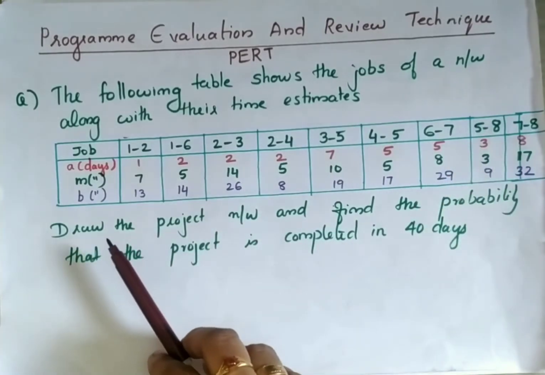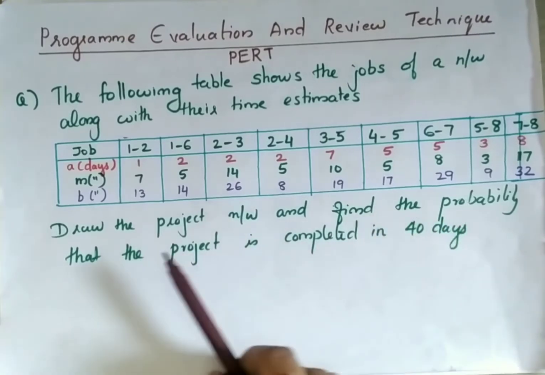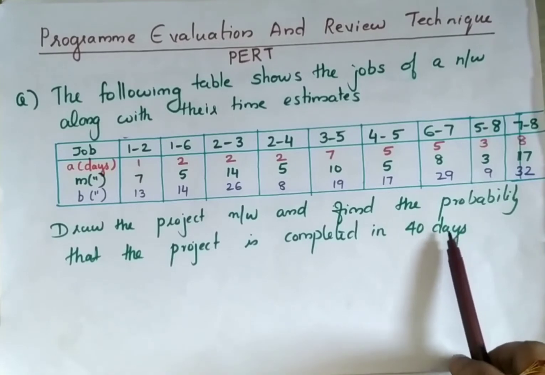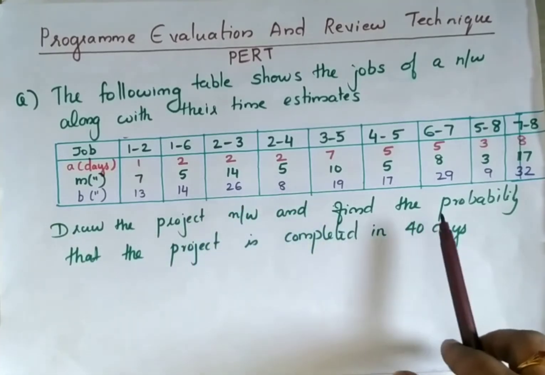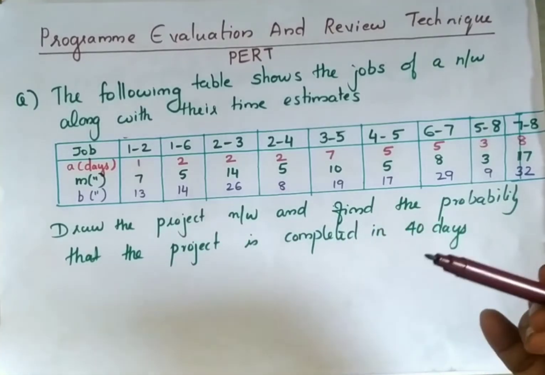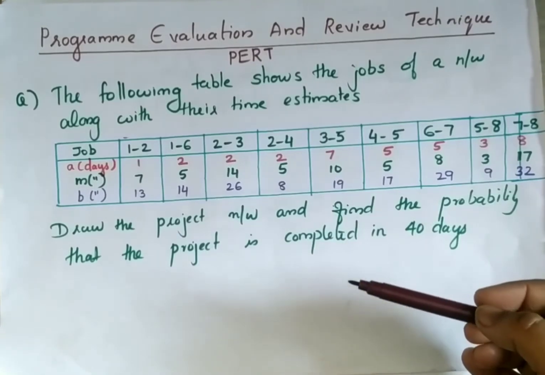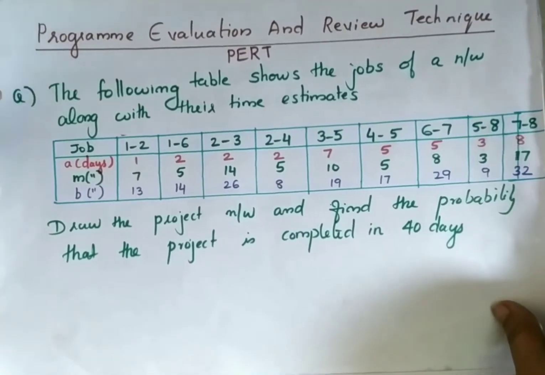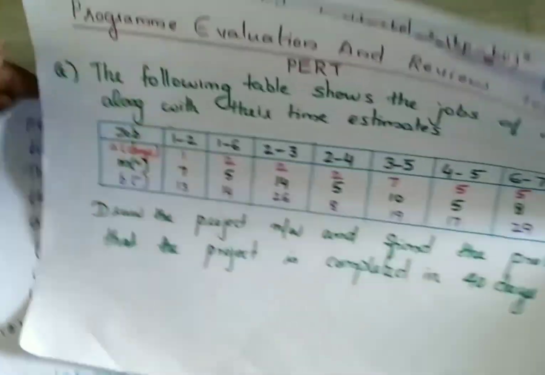And they will give the question as: draw the project network and find the probability that the project is completed in 40 days. Okay, so what you have to do is draw the project network and find the probability that the project is completed in 40 days. So how much we can estimate, how much probability is there to complete this project within 40 days. This is a question they used to give. But actually the question is like this. Actually you have to do some of the things that I will tell you.